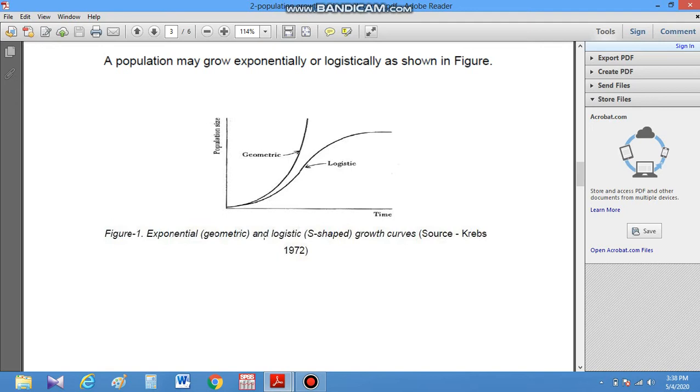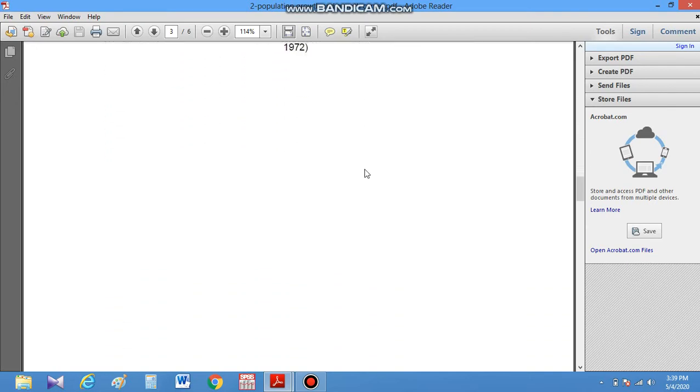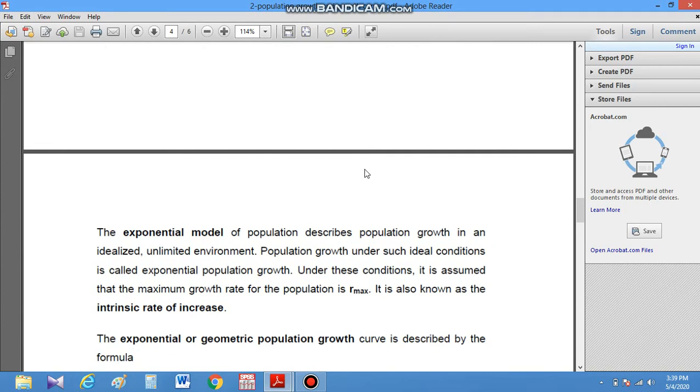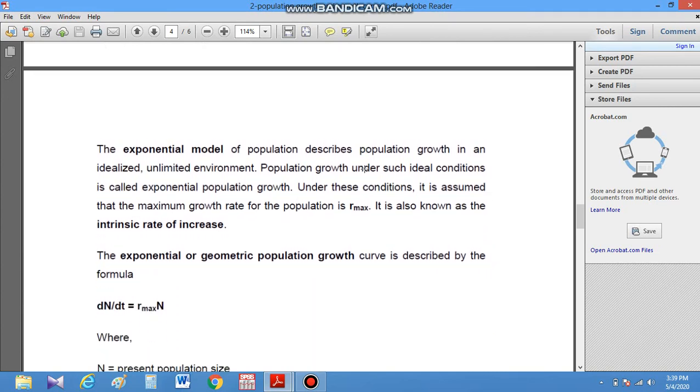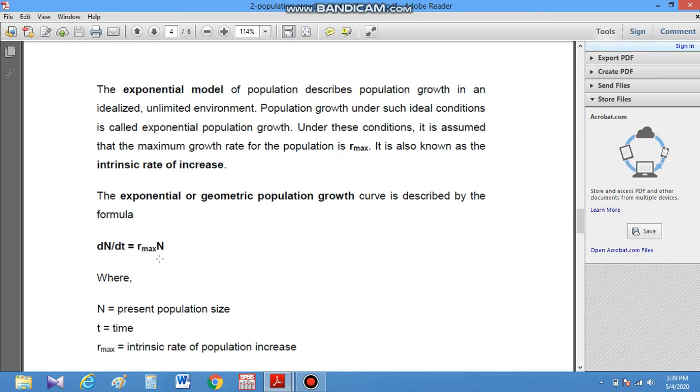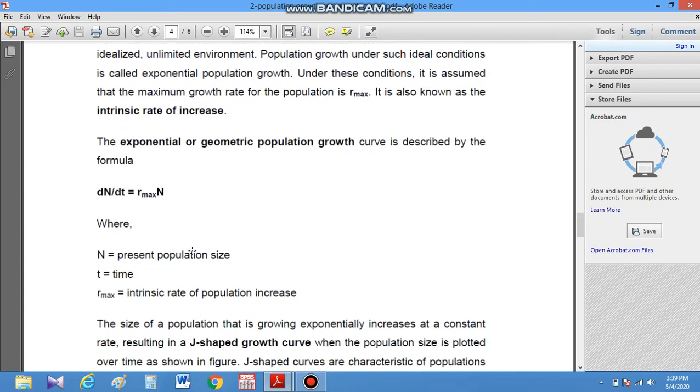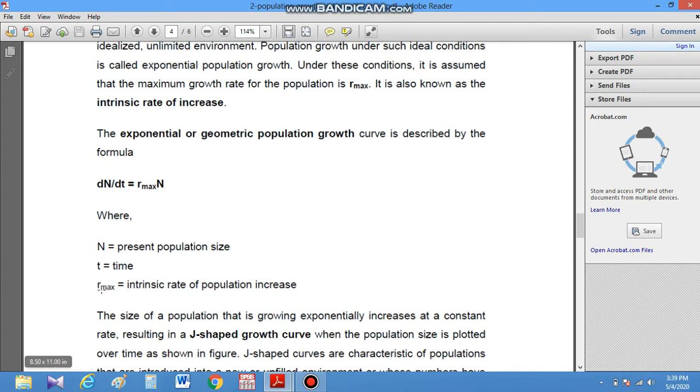One is the exponential growth curve, also called the geometric growth curve, and the second is the logistic growth curve. The geometric or exponential growth curve is J-shaped, and the logistic growth curve is S-shaped. The exponential model is represented by the formula dN upon dt equals r max N, where N is the present population size, t is time, and r max is the intrinsic rate of population increase.